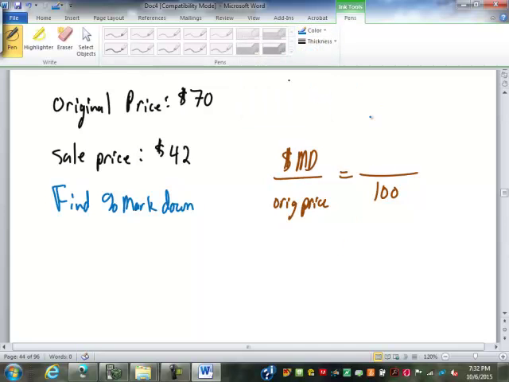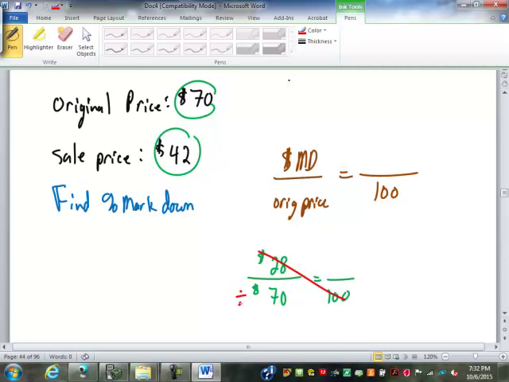So in this case, what is the dollar amount of the markdown here? Well, it's going to be 70 minus 42, which is $28. That's going to be over the original price, which is $70. So what percent will that be? 28 times 100 divided by 70 is going to be 40. So that is a 40% markdown.